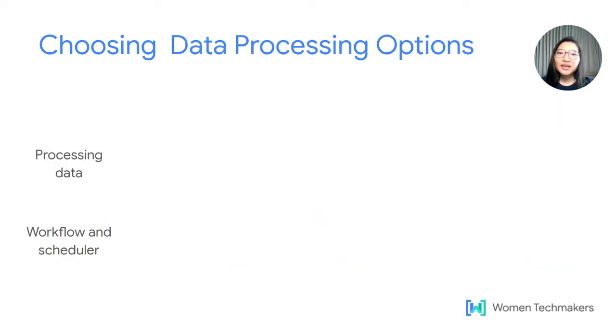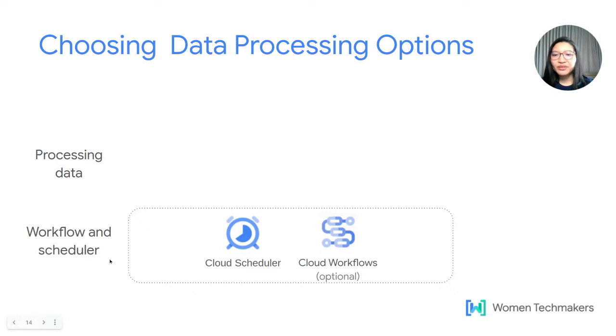If you are going to use the data processing option, in data processing we need to think about where the data is processed and about the workflow and scheduler to make it automated. For the workflow and scheduler, there is Cloud Scheduler, which is a serverless scheduler where you can just put your schedule in cron format and trigger an HTTP endpoint or a Pub/Sub topic. Next is a new service, Cloud Workflows, where you can define your workflow and let it run step by step.